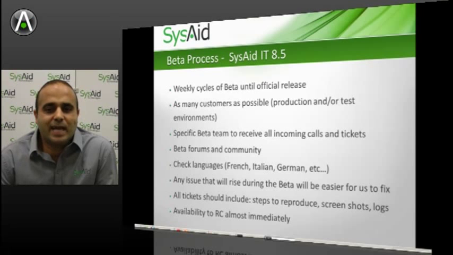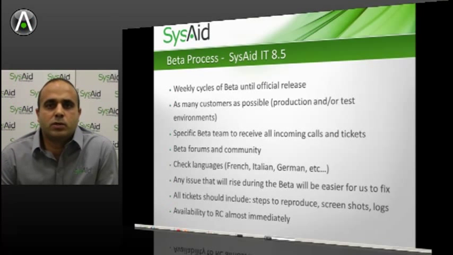We have weekly cycles of beta until the official release. Yesterday was the first, beta number 1, and each and every week we are going to launch a new beta version with fixes for all bugs that were found during the previous week's beta cycle, until we hopefully have a stable release at the official release.